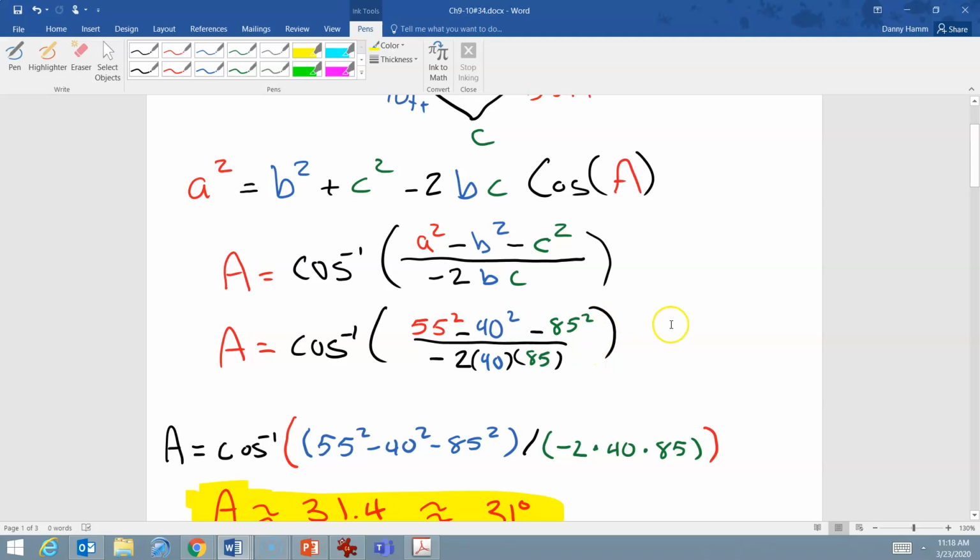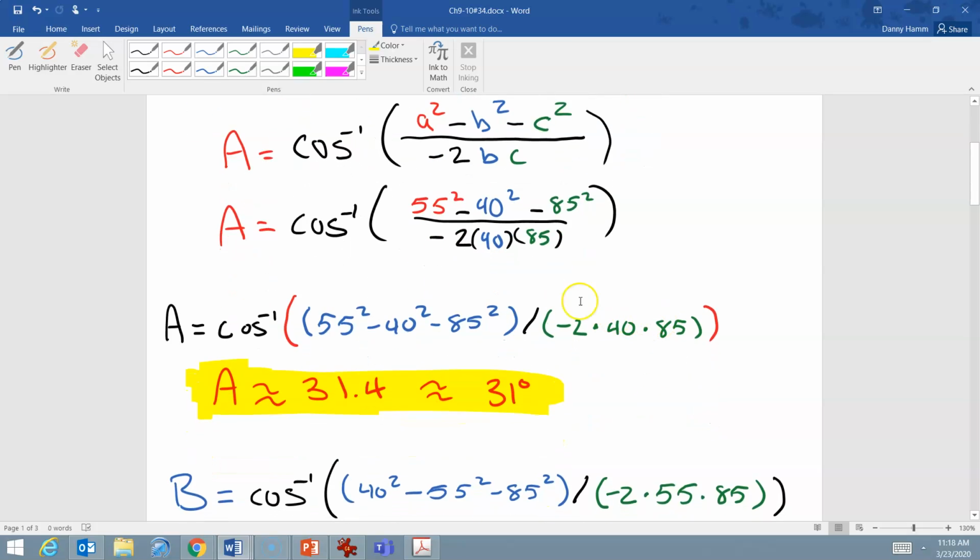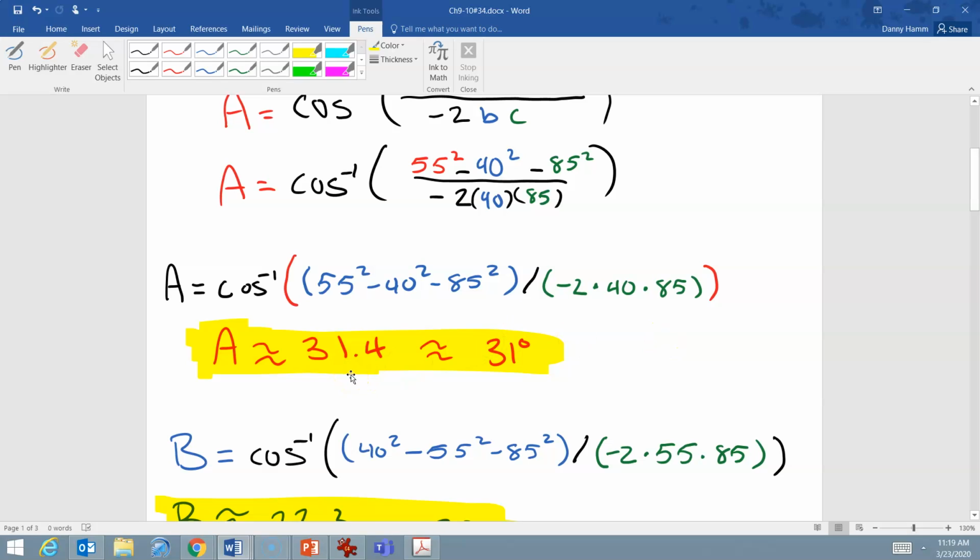All of this can be put into your calculator in one shot, and I absolutely advise doing so to avoid simple mistakes. You have to be diligent with your parentheses. I have it set up here: inverse cosine, with these red parentheses around the entire thing, and then the numerator in blue here, so I have 55 squared minus 40 squared minus 85 squared, then divided by our denominator in green, which is negative 2 times 40 times 85. So with all of this in your calculator, you get 31.4. They want us to round to the nearest integer, so we get 31 degrees.